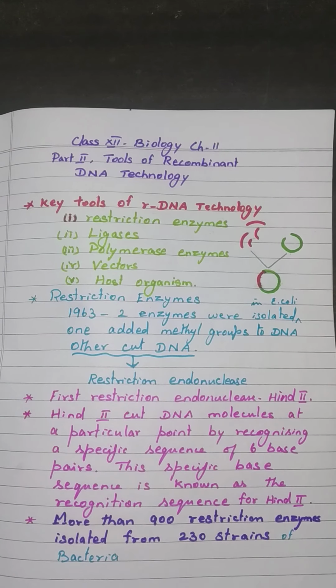Here in rDNA technology, what do we do? First, we cut the long double helical structure of DNA into small pieces with the help of an enzyme. What is that enzyme? Restriction enzyme. This enzyme is also known as molecular scissors because it cuts the DNA. So, we use restriction enzymes to cut the DNA, and next we use the same restriction enzyme.